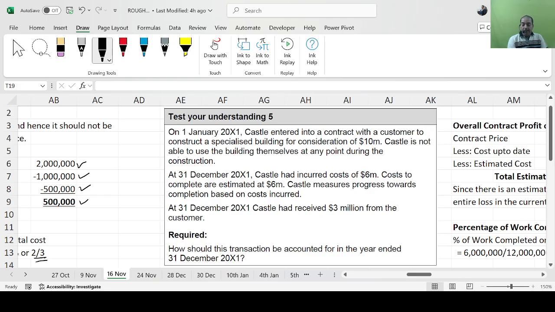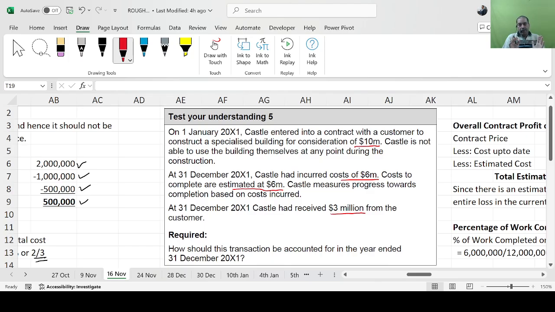So the $10 million is your contract price. $6 million is what you have incurred up till now, up to date. Cost to complete are estimated at $6 million. So further cost likely to be estimated $6 million. On 31st December, Castle has received $3 million. How should this transaction be accounted for in the year ended 31st December 20X1?